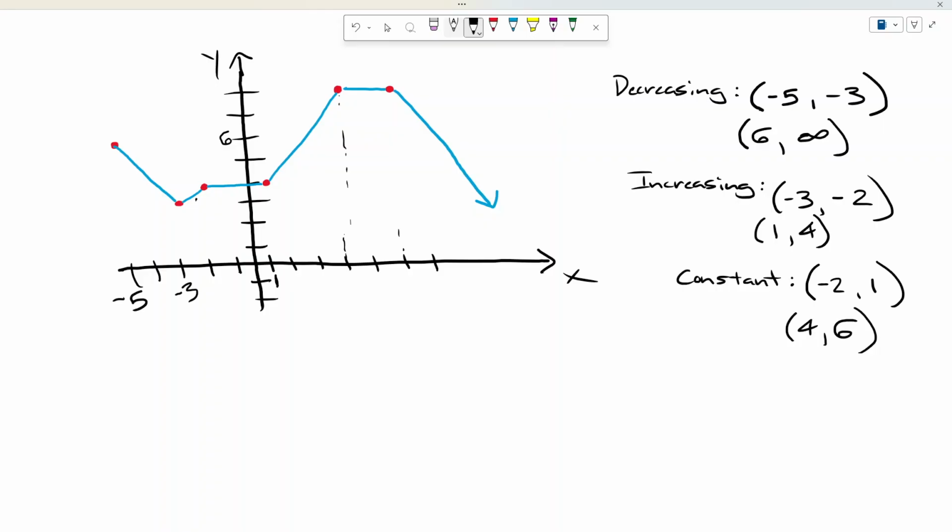So that's just a quick exercise in, given a function that is doing several different things, picking out which sections it's decreasing, where it's constant, where it's increasing. And again, read it left to right, and base it off of the x-axis. The order looks just like the ordered pairs, but it's just strictly x values.